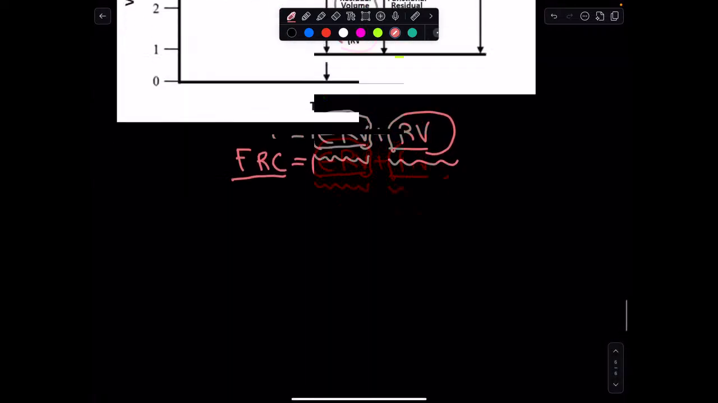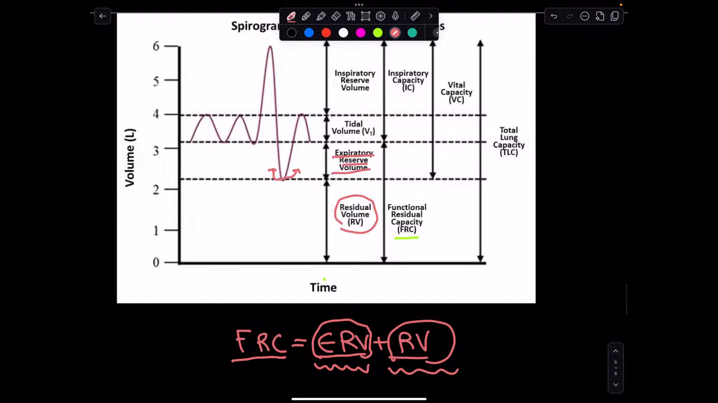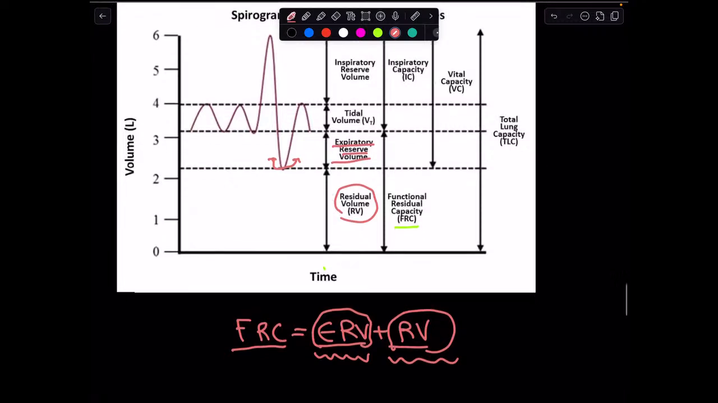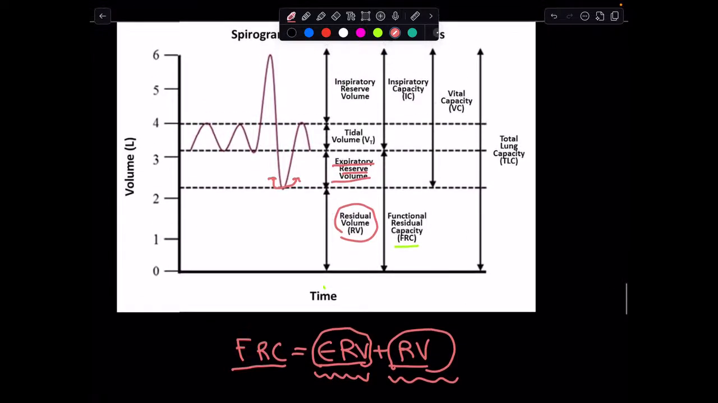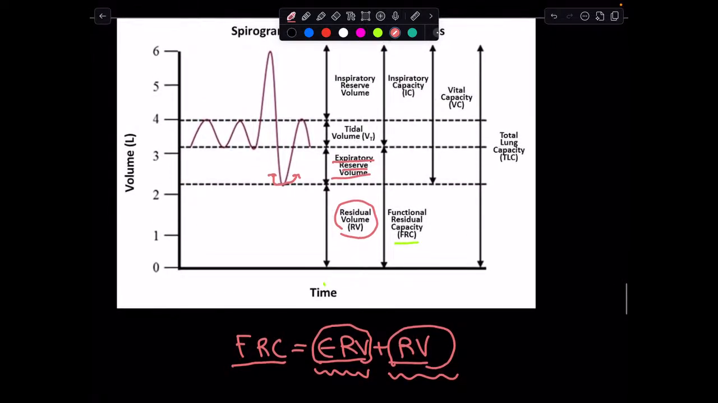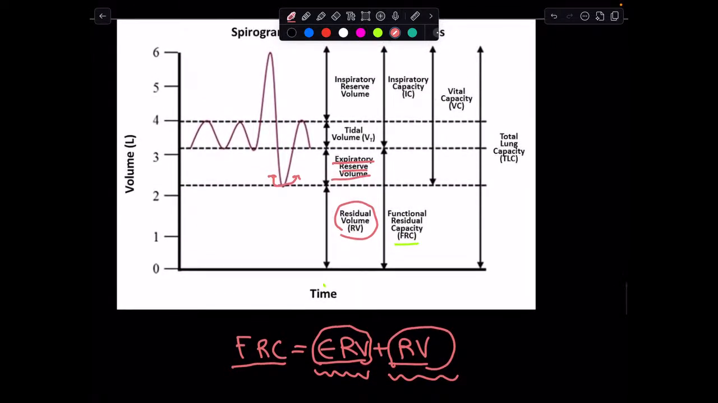So functional residual capacity refers to the amount of air left in the lungs after a normal exhalation. It's the sum of the expiratory reserve volume, which is the extra air you can breathe out after a normal exhale, and the residual volume, which is the air that remains in the lungs no matter how hard you try to exhale. This combination keeps the lungs partially inflated, making breathing easier and more efficient.